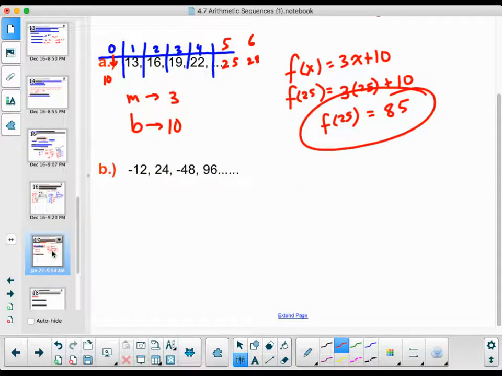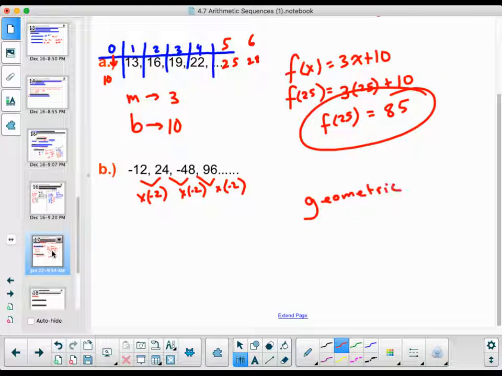Now, letter B. I see a pattern. From negative 12 to get to 24, that's multiplied by negative 2, multiplied by negative 2, multiplied by negative 2. So there is a pattern to this, but it is not an arithmetic pattern. If you have to multiply or divide to get from number to number, this is called a geometric pattern. Geometric means you're multiplying or dividing to get from number to number.